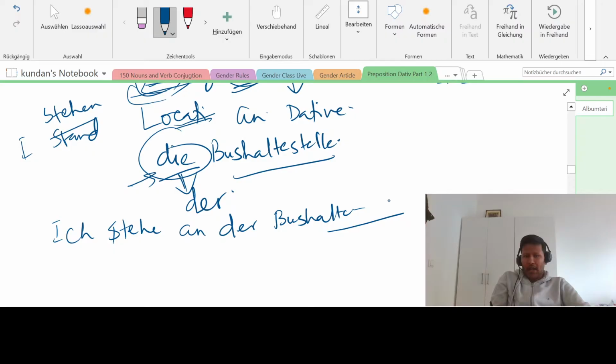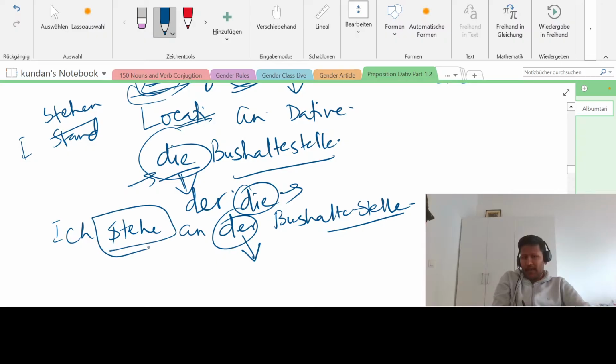This is not accusative. This is dative. Why? Because he's telling his position. Where is this person? He's standing at the bus stop. So this preposition is a dative preposition in this case, and this die will change to der. We have seen this already.